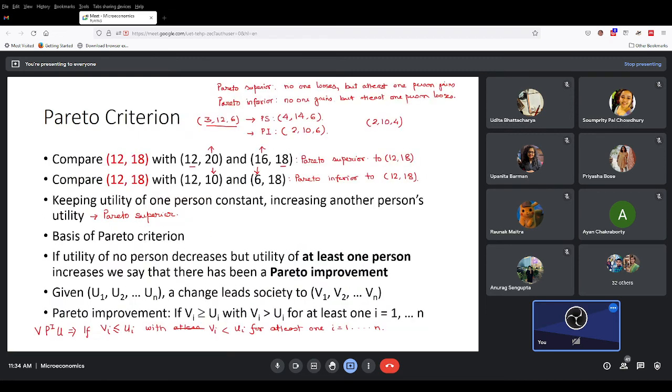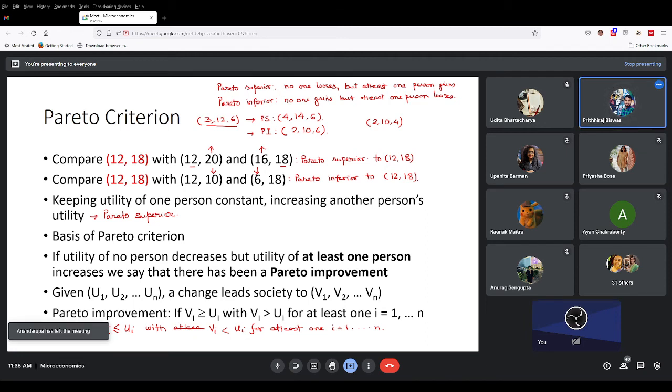Sir, I have a question here. Yes, Prithviraj. So here we are showing that Vi is greater than or equal to Ui. It is a weak inequality. But sir, how can we have Pareto improvement there? That line, Vi greater than or equal to Ui, and in such strict inequality, Vi greater than Ui. Sir, how can we show strict and weak inequality simultaneously?